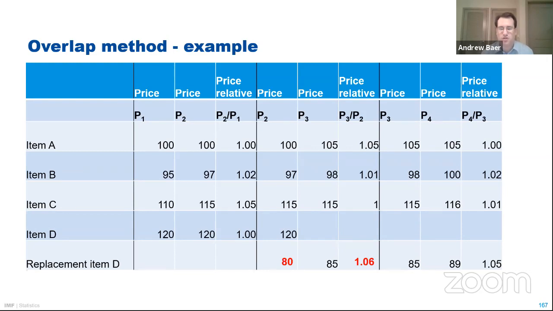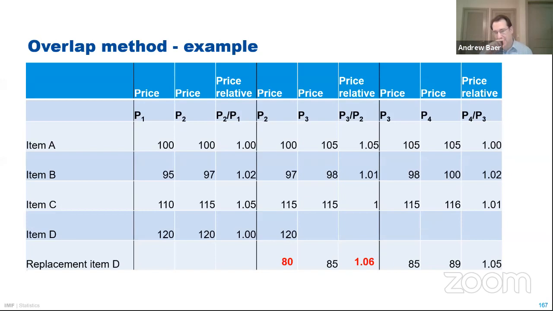Now, sometimes what compilers will do is they'll say, oh no, I have a new product. I can't compare it to the old one. I can't compare 85 to 120. So I'll just say there was no change in period 3. I'll just say my price relative is 1. I'm going to start from 85 and go forward from there. That is not the best method because that creates a bias in the index by saying every time a new product is introduced, there is no price change.